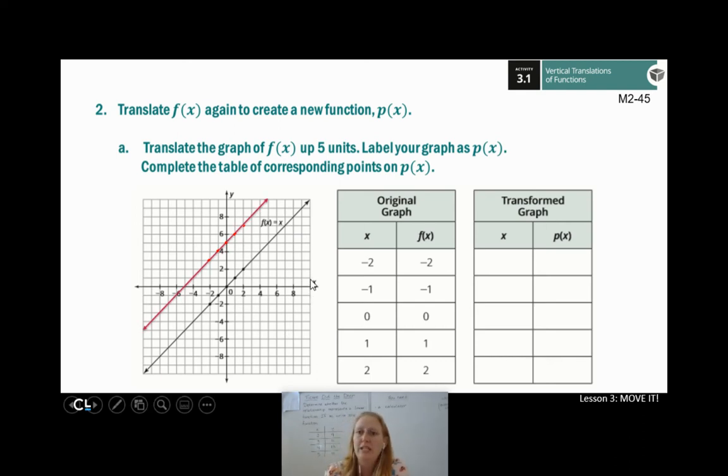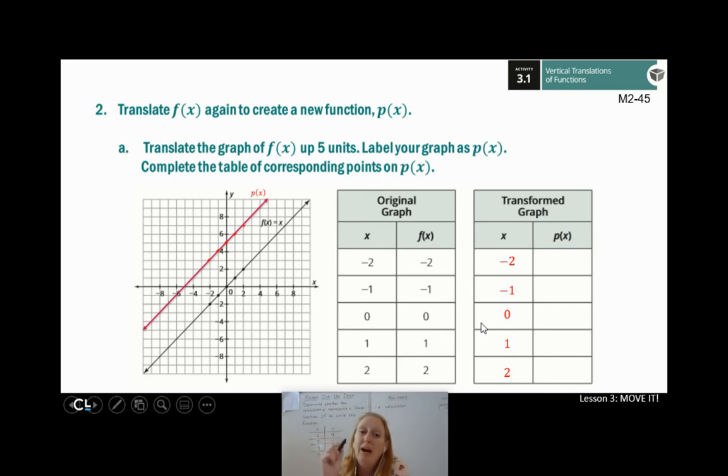Yay! And of course, we need to label it. We're going to call it p of x. So I'm going to label it p of x. And then we want to fill this in, right? Well, we know that x coordinates don't change. So -2 is still going to be -2. -1, 0, 1, 2. So we said the x coordinates don't change.